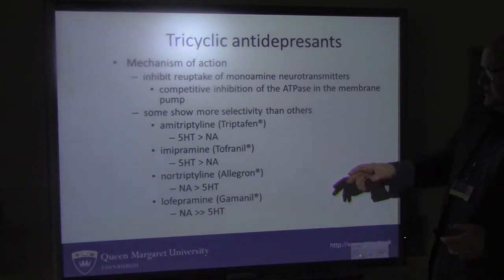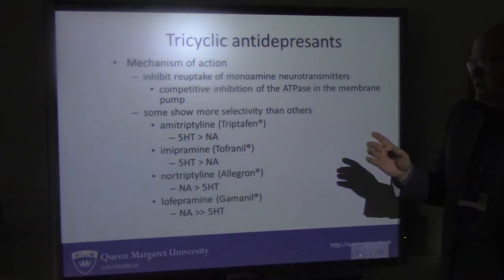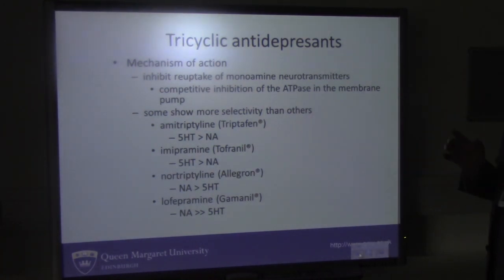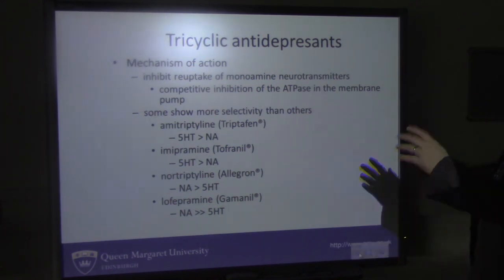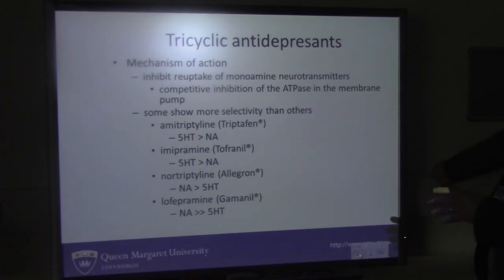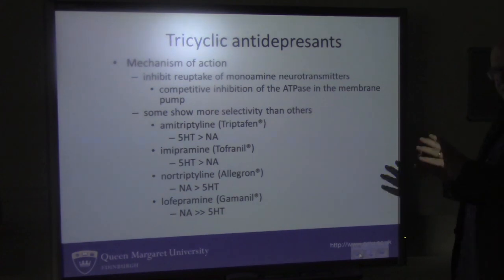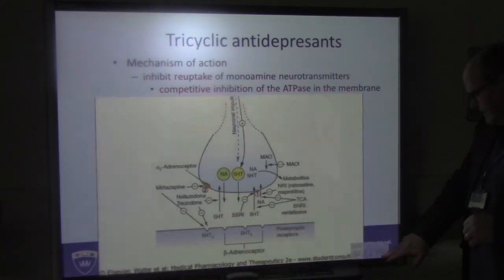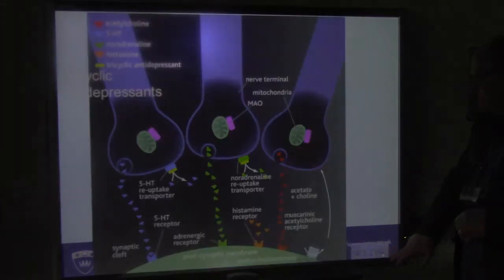Just nicking back a slide though, what this shows you is that different drugs have different selectivity. They both affect the uptake of serotonin and noradrenaline, but amitriptyline and imipramine are more likely to affect the uptake of serotonin, whereas nortriptyline and lofepramine are more likely to affect the uptake of noradrenaline. But all four of them affect both. It's just a different way that they attack the problem.